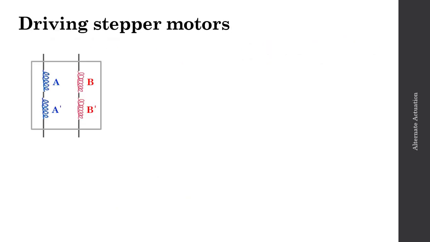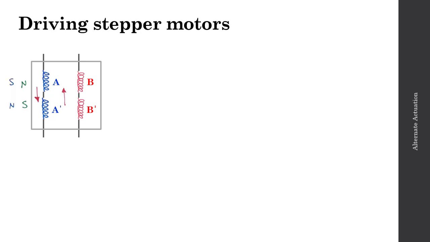Here's the model for a basic 2-phase stepper motor. Here we have the A and A prime coils in series together, as well as the B and B prime coils in series together. When we run a current in this direction, we can set up a particular stator pole, and when we run a current in the opposite direction, we can flip the polarity of that stator pole.